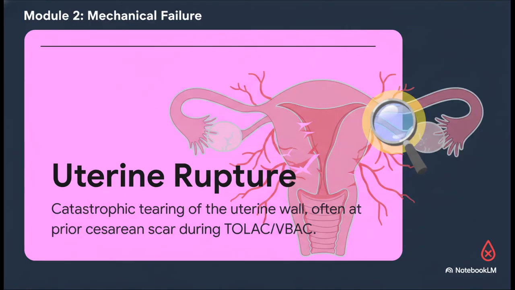Moving right into Module 2, let's see how this builds our understanding of mechanical failure. We're shifting from vascular shearing to structural disruption, uterine rupture. This is the catastrophic tearing of the uterine wall, and it overwhelmingly happens at the site of a prior cesarean delivery scar, specifically when a patient is undergoing a trial of labor after cesarean, or VBAC.